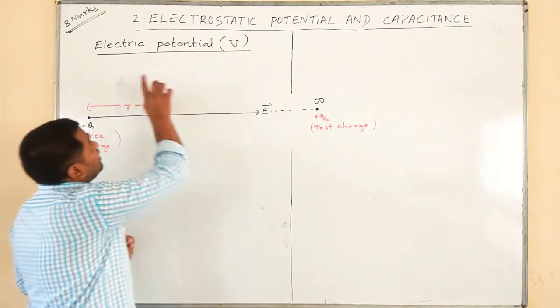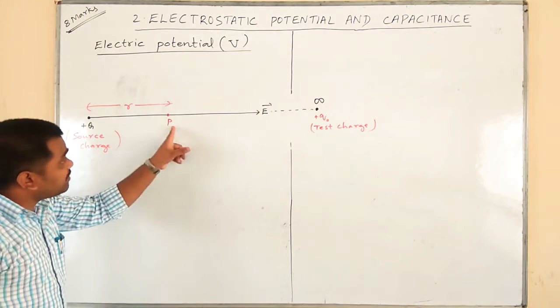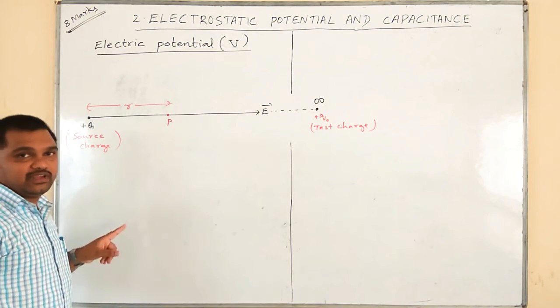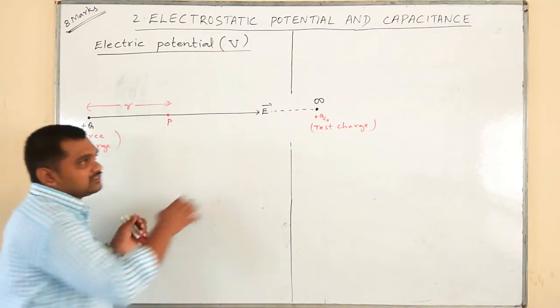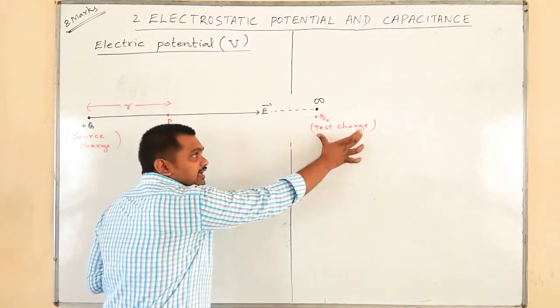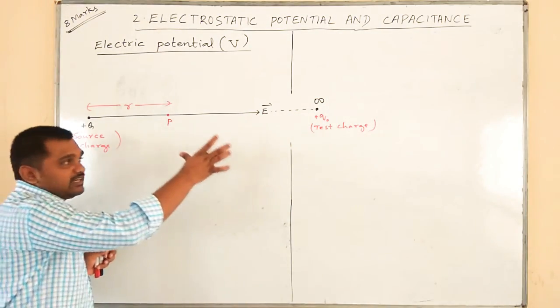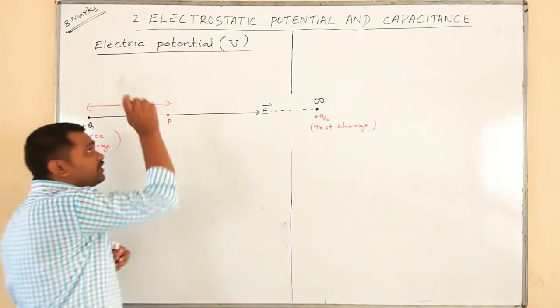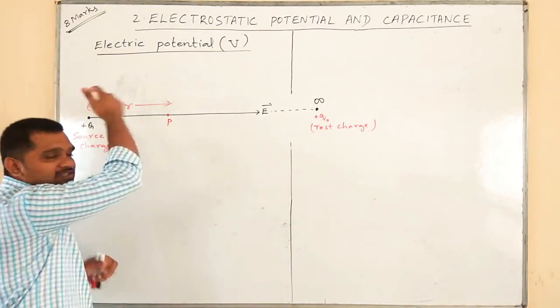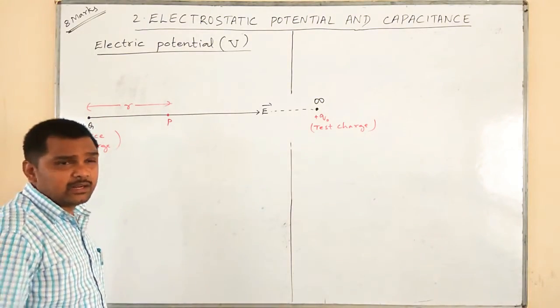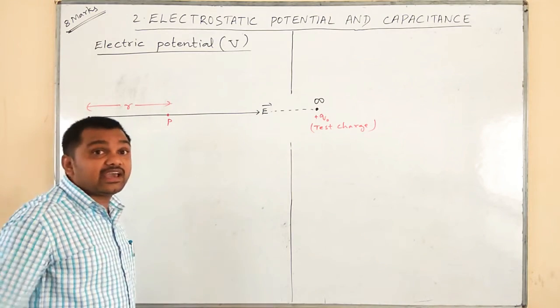The electric potential at a point in an electric field can be defined as the amount of work done in bringing a unit positive test charge from infinity to that point against the field direction. Why am I using that word against?